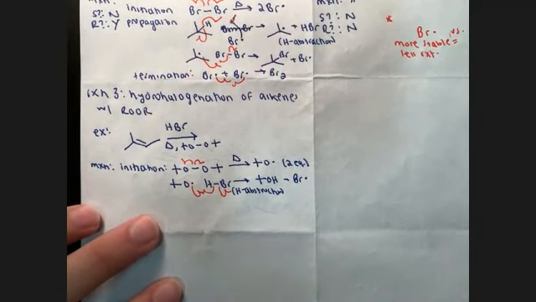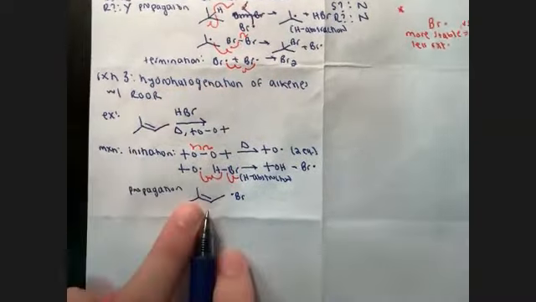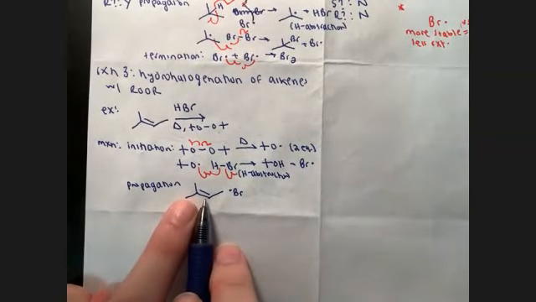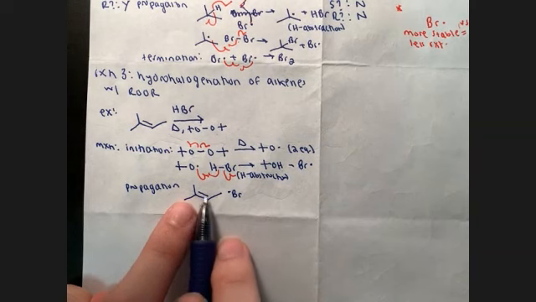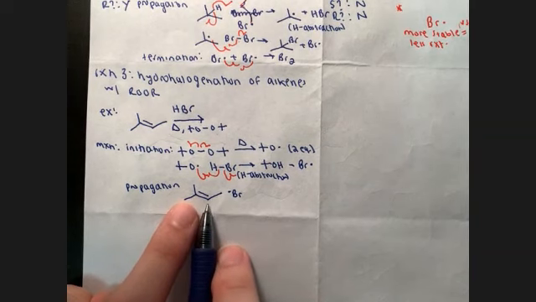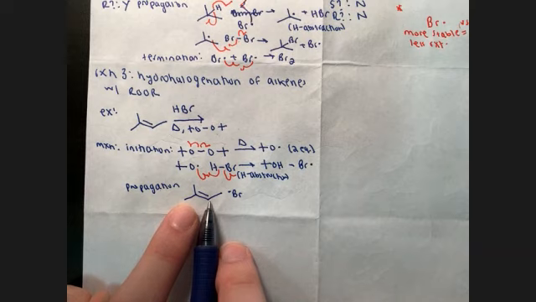Then in propagation, this is the key step of why we get anti-addition, propagation, okay? So you take your alkene, right? You take your alkene, and you take your bromine radical. And what happens is that this pi bond is going to homolytically break such that wherever that radical is going to land is going to be on the more substituted position, okay?